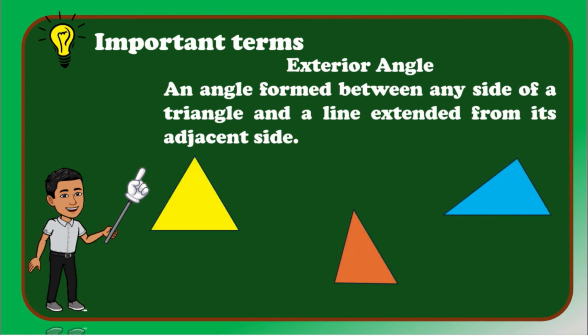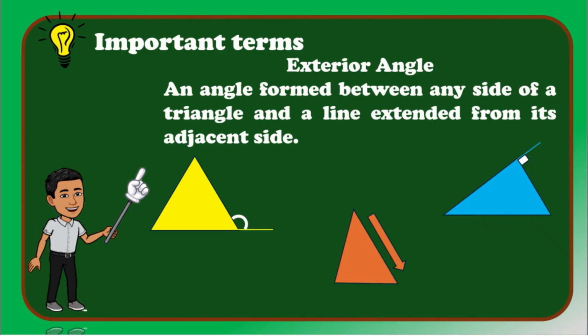Let's have the following triangles. Let's focus first on the yellow triangle. If the bottom side is extended, therefore we could form an exterior angle. Next, let's proceed to the second triangle, which is the blue triangle. If we extend the upper left side of this triangle to the exterior part, therefore, we could also form an exterior angle.